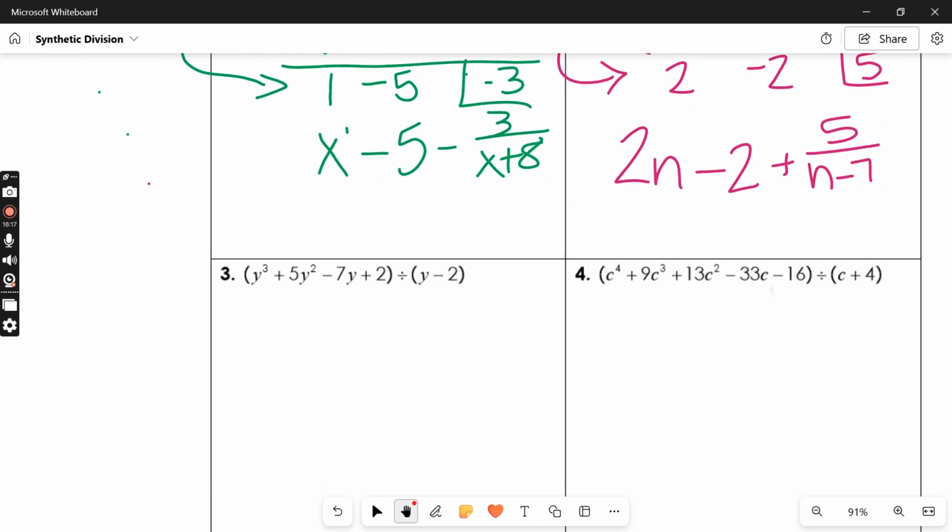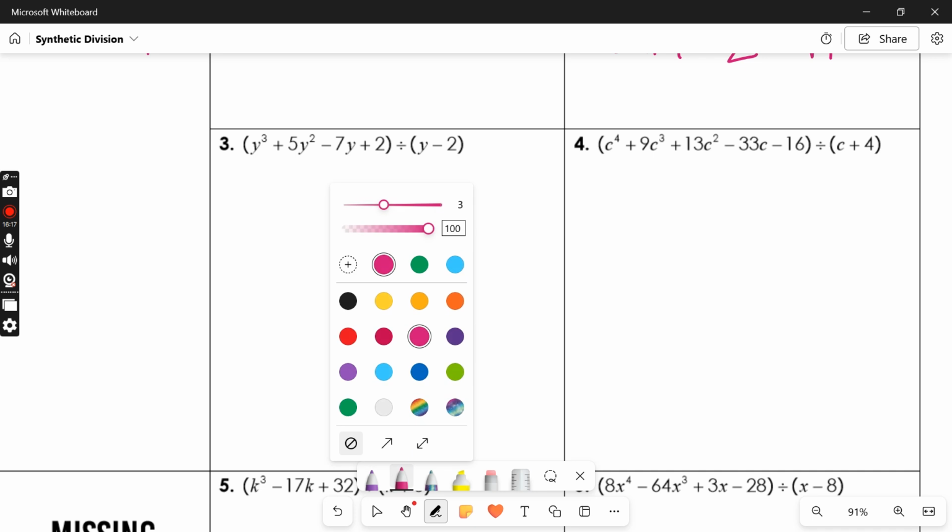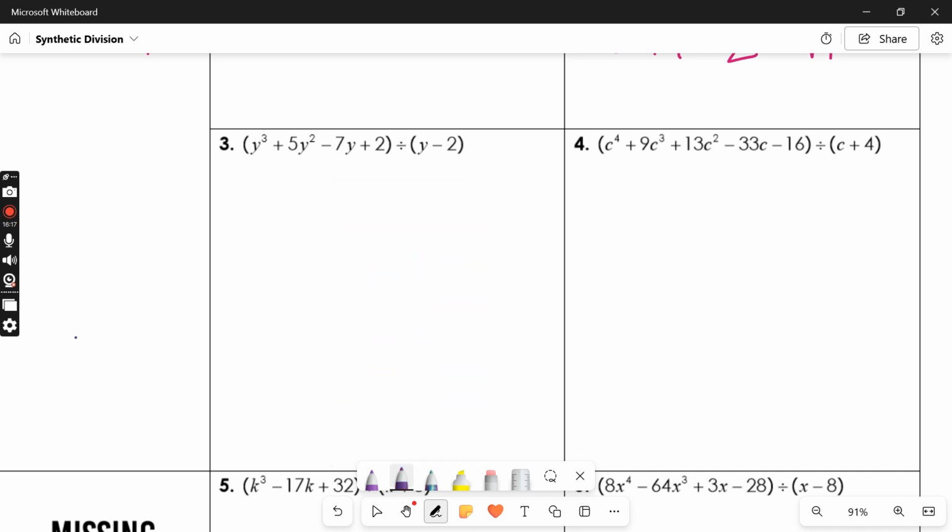Okay, and we're just going to keep doing that. Sometimes it adds terms. So now we have 4 terms instead of 3, which is just fine. We're still going to do the same thing. So we have y cubed plus 5y squared minus 7y plus 2. We're dividing by y minus 2. So our 0 is going to be 2. My coefficients are 1, 5, negative 7, and 2.